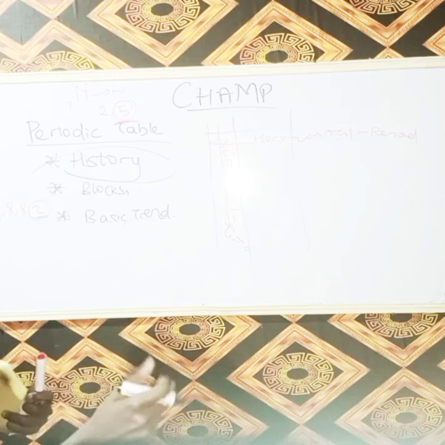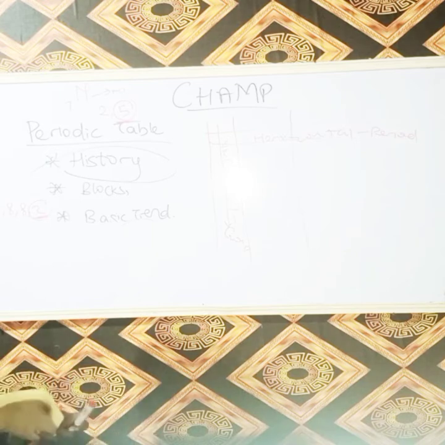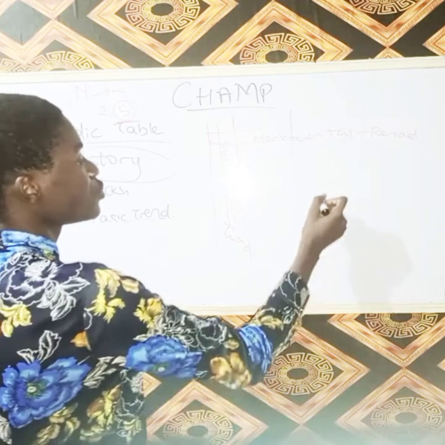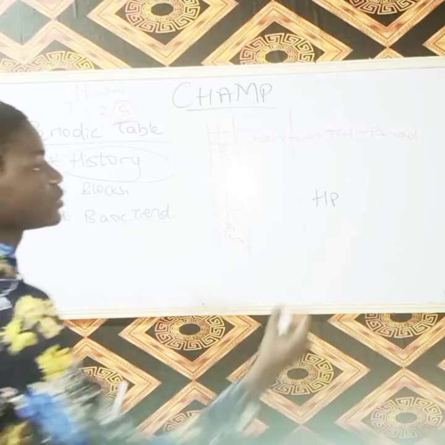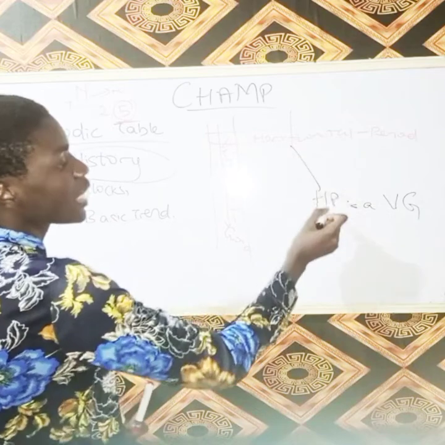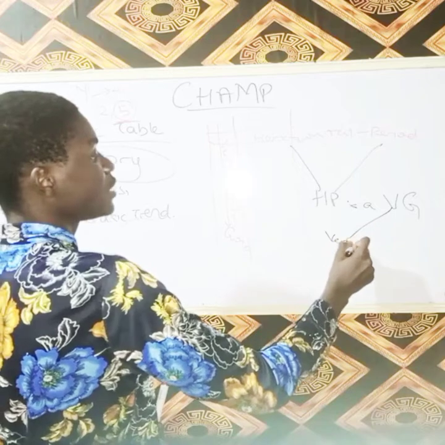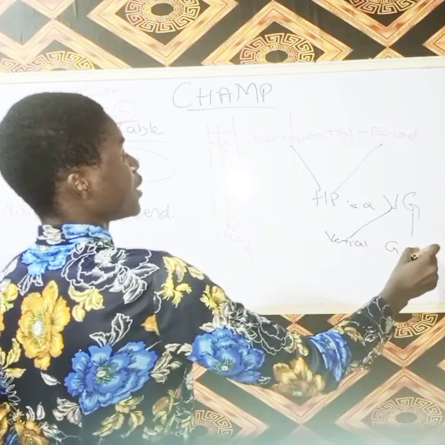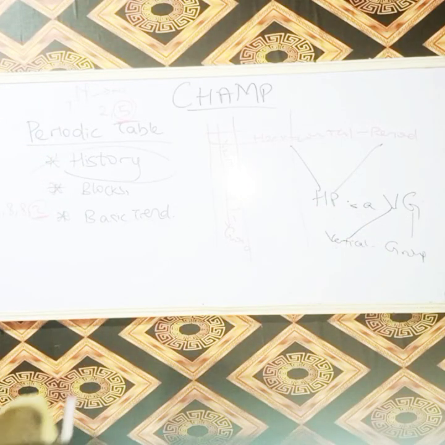If I ask you to mention five laptops presently, I'm sure before you mention the fifth one, you remember HP. HP laptop. I'm sure you must have heard of that. HP is a very good laptop, that's why you remember it. So H is horizontal, P is period. Are you following? Then V is vertical, and G is group. So vertical is the group, horizontal is the period. Vertical is the group, horizontal is the period.